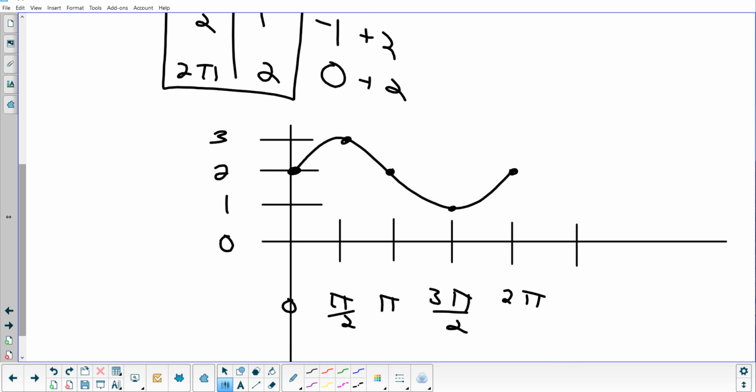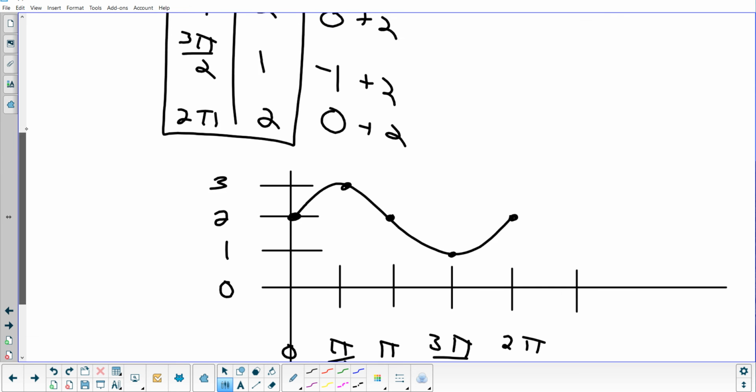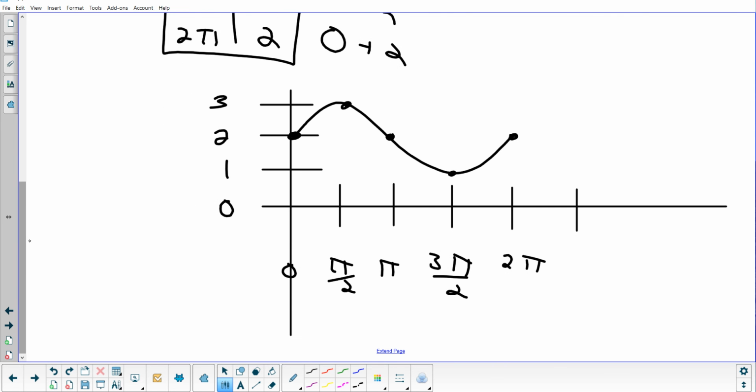Okay. What's the amplitude of that graph? Yes, 1. Sometimes people say 3. 3 would be the highest value it hits, but the amplitude is 1. Imagine putting a line right in the center and measure the distance from the center to the highest point. It is 1. Questions on that one?